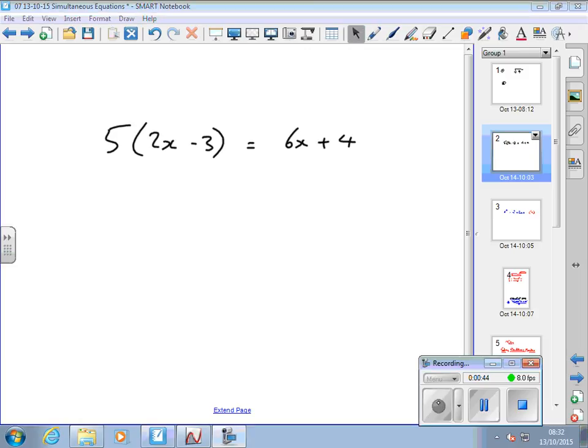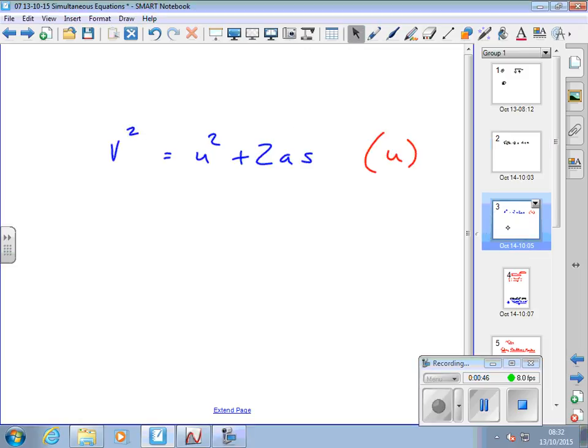Number 3, there's a formula that some of you may recognise as one of the equations of motion. V squared equals u squared plus 2as. I'd like you to rearrange that formula for u so that it reads u equals something, or make u the subject. Again, I'll pause when you have a go.